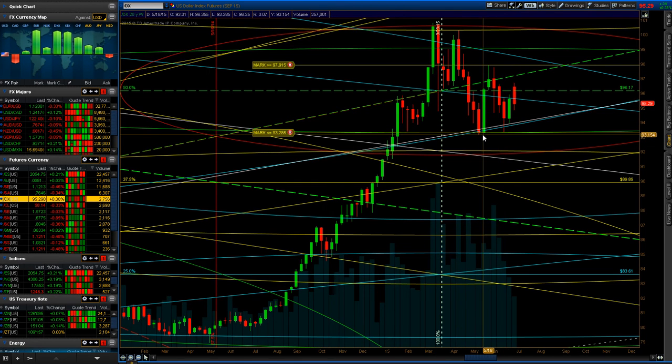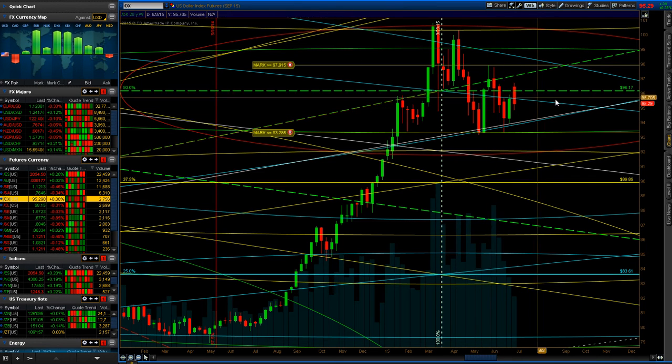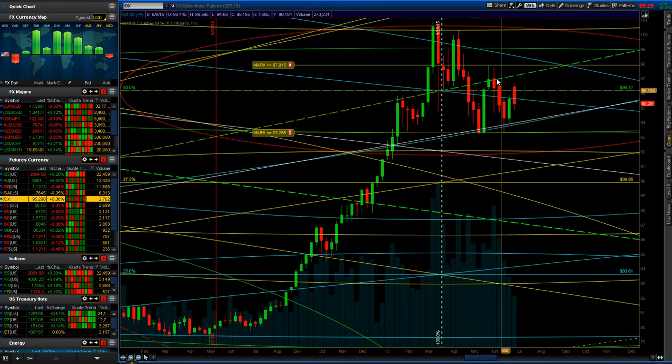So we need to take this out. I've already got alerts for this low if it takes it out, and I've got alerts for this high if it takes it out. So right now, I wouldn't trade this. This is pretty much chop zone. Unless you want to scalp it, good for you. But if you want to trend and make some profit, stay out of this area right here.